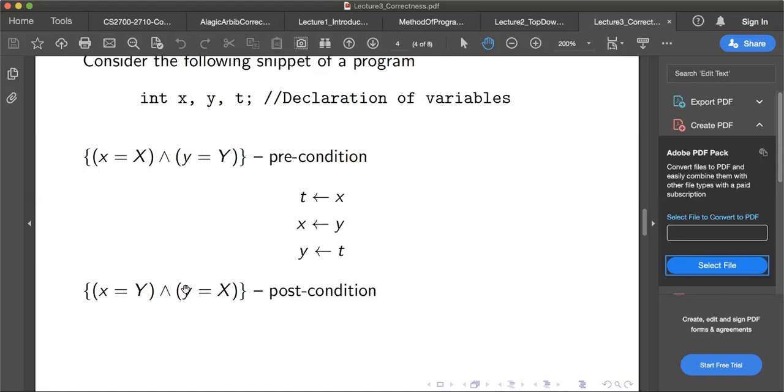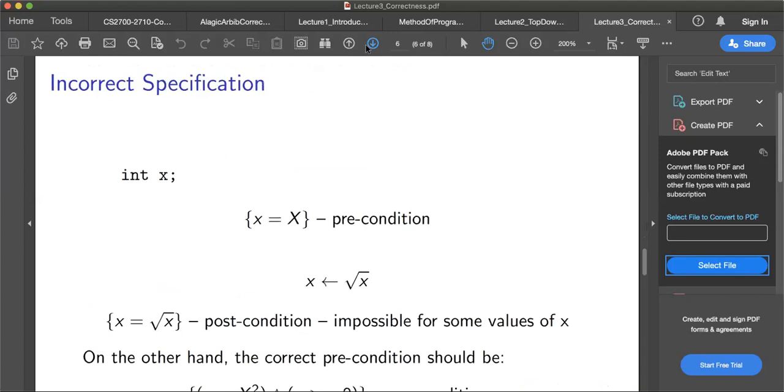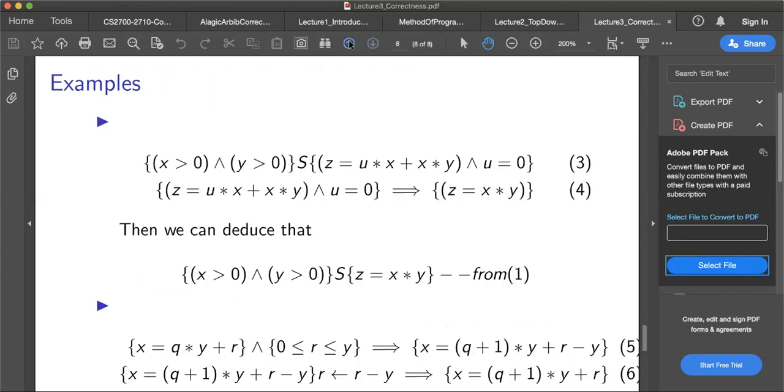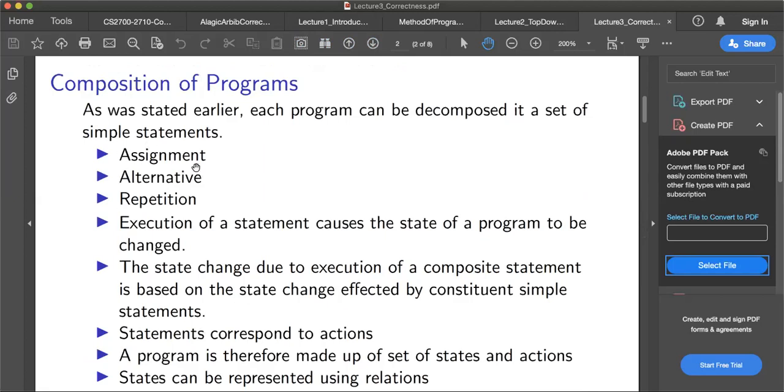So today, I'm going to talk about the proof rules. We talked about the fundamental programming constructs that we have, essentially the assignment, the alternative, and the repetitive statements that make up a program. And today we will talk about the proof rules that will enable us to prove correctness or properties of programs that consist of assignments, alternative, and repetitive statements.